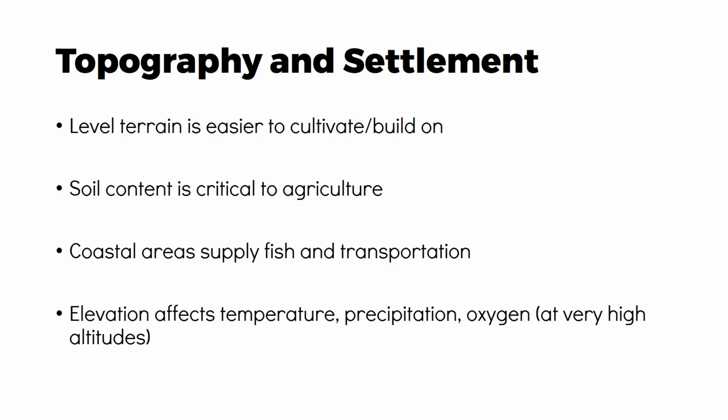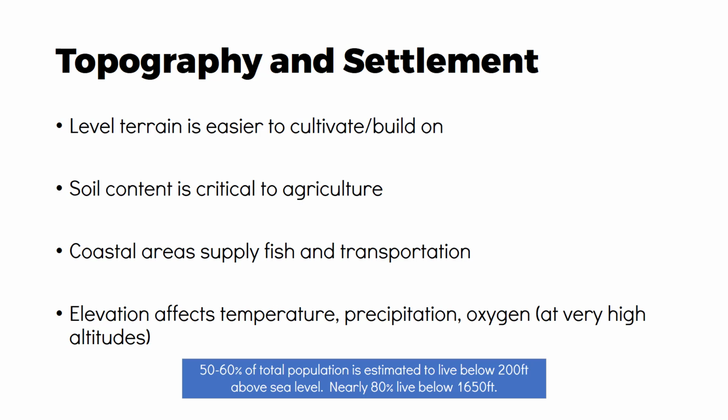Some places, like Nepal and countries along the Andes, have developed adaptations for elevation, but there's no denying that flat areas near sea level are just easier. Half the world's population lives below 200 feet, and most of us are below 1650. Think about driving through California and how many more settlements there are in the Central Valley than up here where it's hilly or in the Sierra.